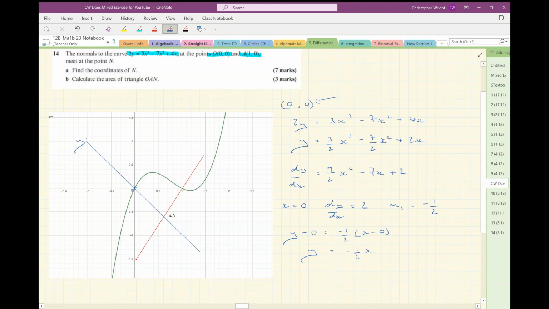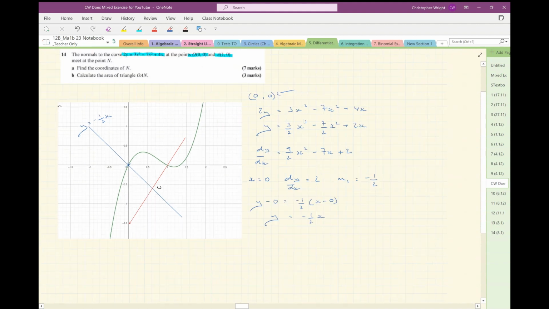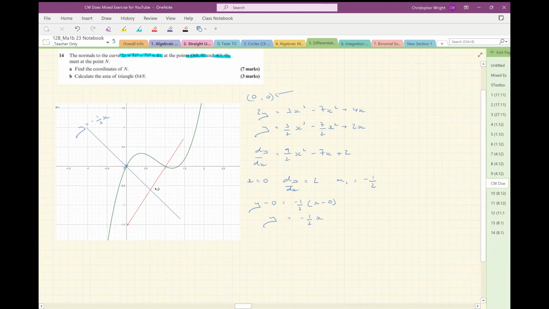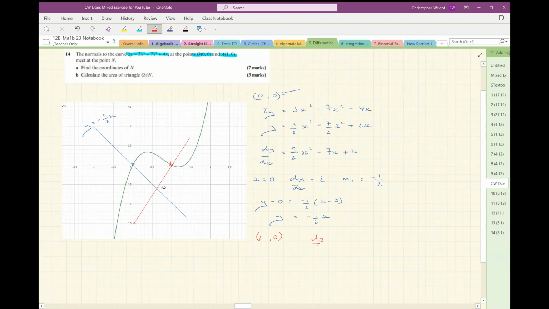So that is the equation of that blue normal there, the normal which goes to the point 0, 0. Now let's find the equation of the normal which goes through the point 1, 0, that red line there. Well, I already know a point on the line, of course, which is 1, 0. Now the gradient of the curve at that point, well, I know what dy by dx is, so all I need to do is to evaluate dy by dx when x equals 1.